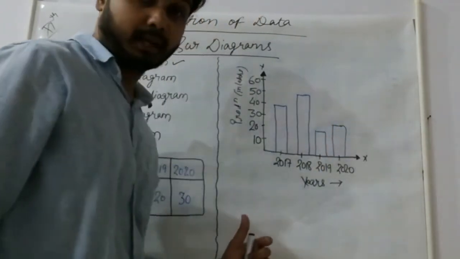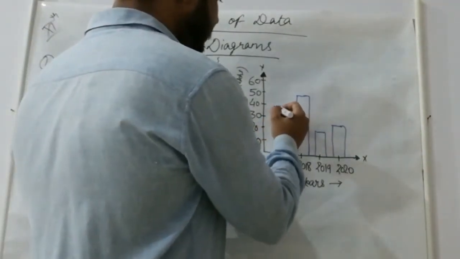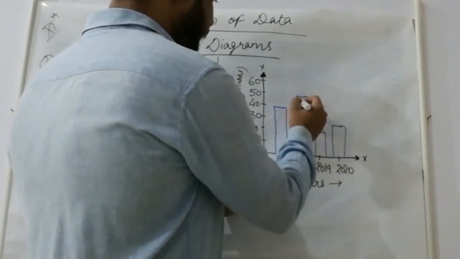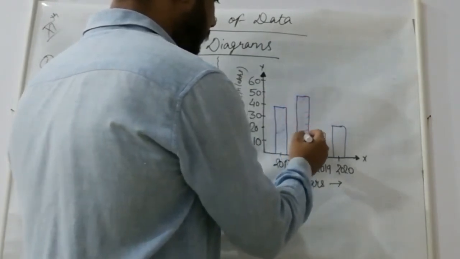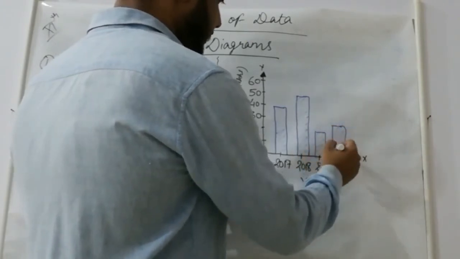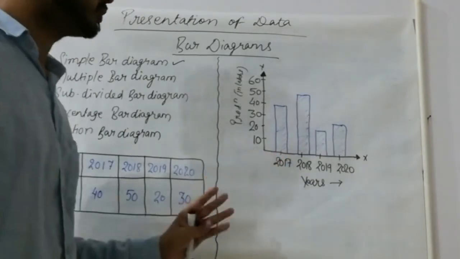This is how we can make a simple bar diagram. Here, if you want, you can add any shades, which will make the diagram look more presentable. Or if you want, you can leave it as it is, there is no problem. So this will make the diagram look more presentable.